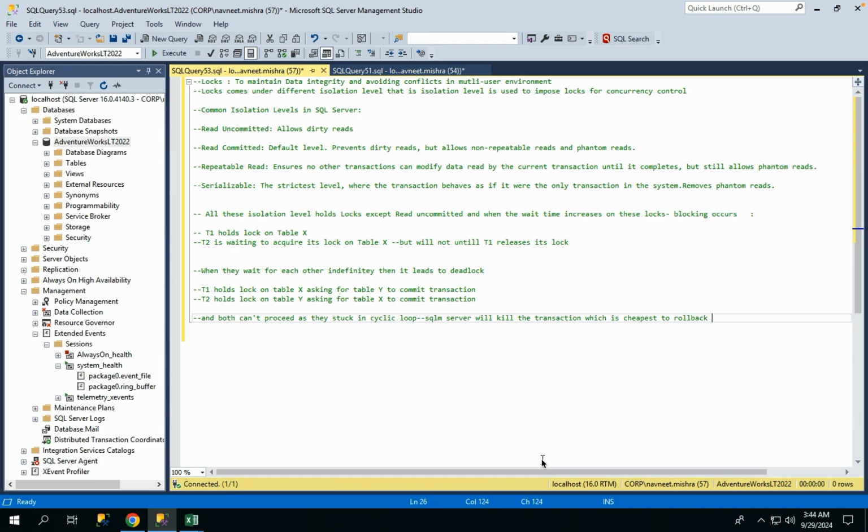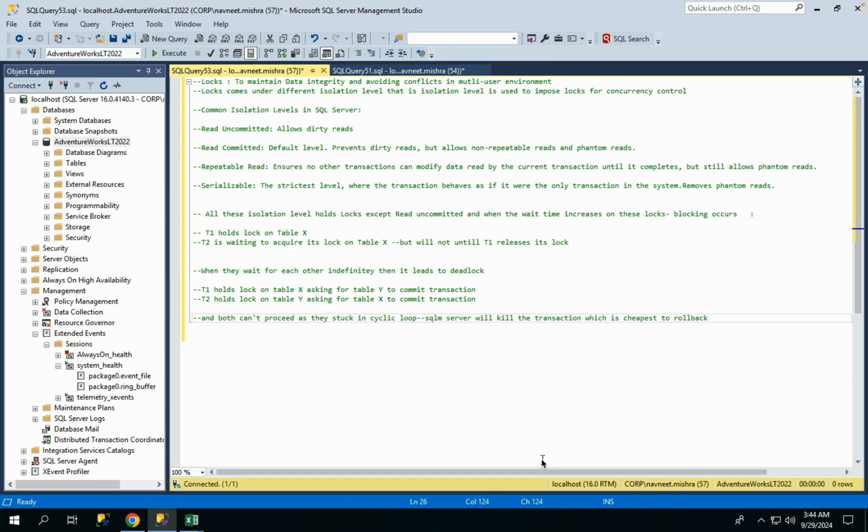Hi everyone. In this video, we are going to clear a small confusion between the terms locks, isolation levels, blocking, and deadlock. How these four are related with each other. A lot of confusion arises between these four concepts. So let's start with the locks.